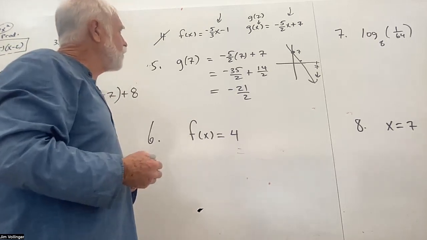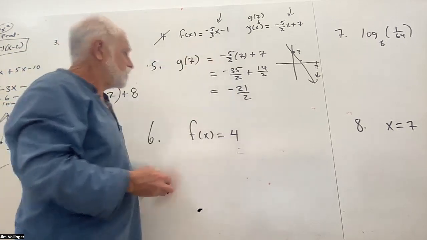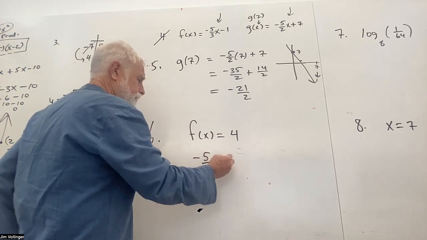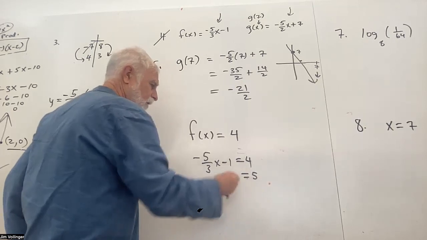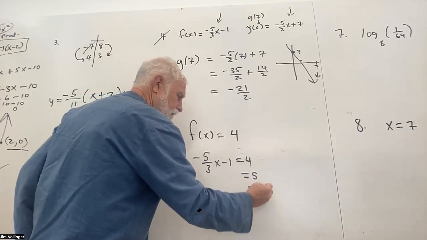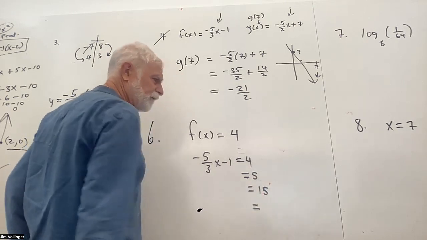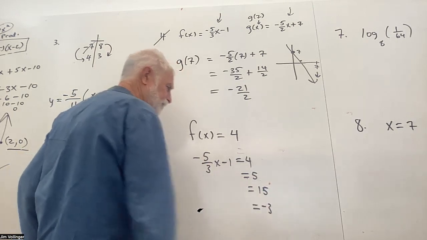So f of x equals 4. Well, that's f of x, it's this calculation. So I guess we're setting it to 4. I guess I'm adding 1. I guess I'm multiplying by 3. I guess I'm dividing by -5. I know 5 goes into 15 3 times. I think -5 goes into 15 minus 3.